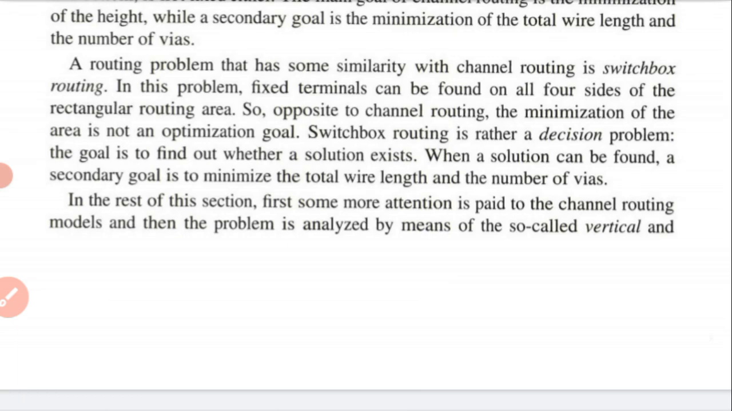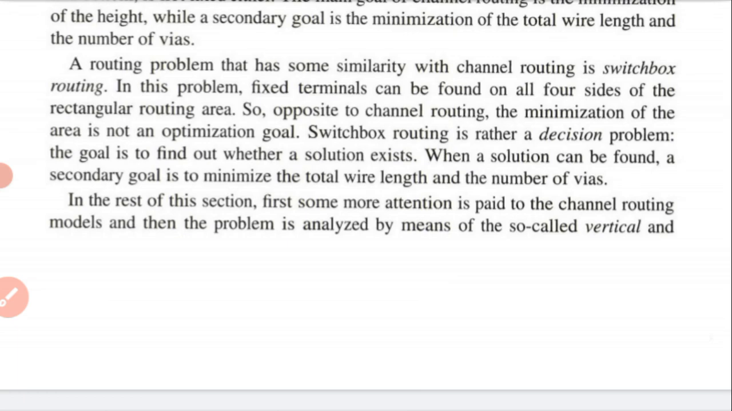So if a solution exists, the first goal is to find a solution, and the secondary goal, once a solution is there, is to minimize the total wire length and number of vias. This is the switch box routing.